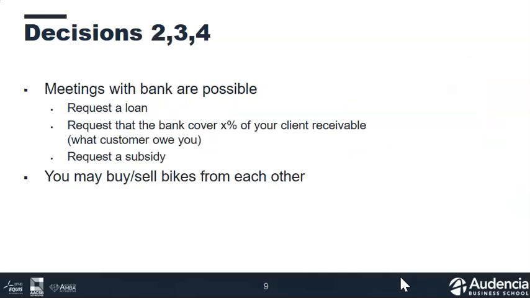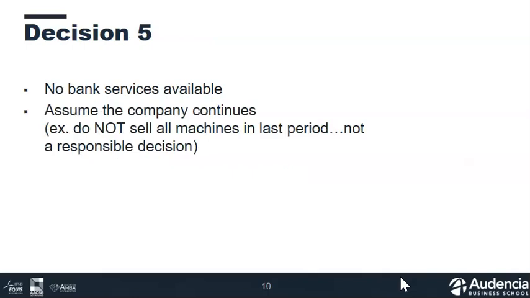Decisions 2, 3, and 4, as I mentioned before, you will be allowed to have a meeting with the bank to eventually request a loan, to request that the bank covers a % of your client receivables, and that's explained in the manual, or to request a subsidy. Also, during the last decisions, 2, 3, 4, and 5, you may buy and sell bikes from each other if you have, for example, a large stock available because you may produce too much.